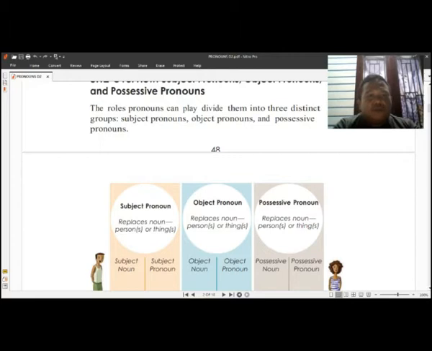So maybe you won't find the complete discussion of pronouns here, because this is not what we call advanced structure. This is only the basic English structure. This is only what we learn at the very basic, the very surface of structure. Okay. So first, here you can see your own module. The roles pronouns can play divide them into three distinct groups: subject pronouns, object pronouns, and possessive pronouns.